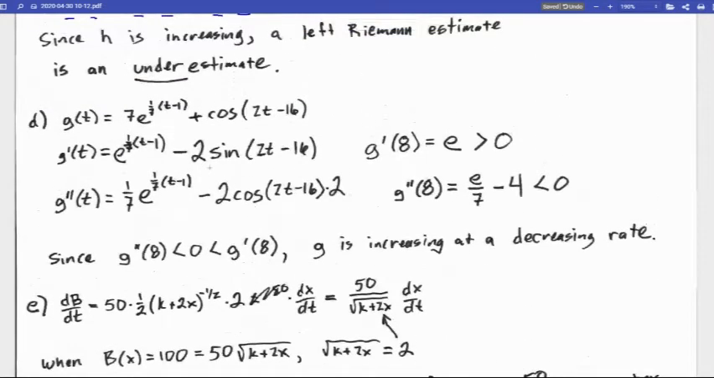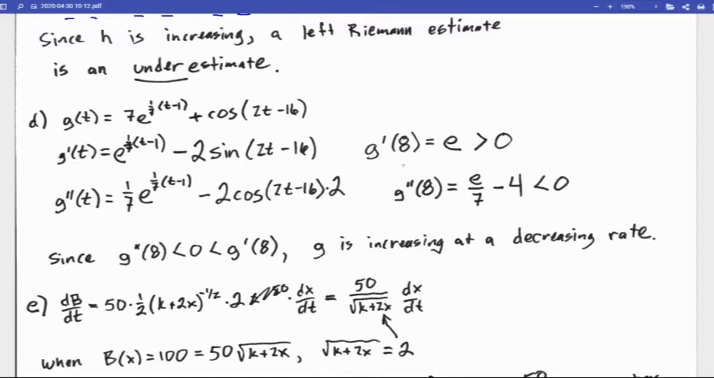Part D scared me at first because we're looking at the rate that it's increasing is decreasing, which means we're talking about second derivatives. And the second derivative of that function at first I thought was going to be bad, but it's actually not all that bad. Just a little bit of chain rule to deal with on this one. And so I went ahead, I took the derivatives, plugged in 8, and hoped that I would be able to tell if they were positive or negative.